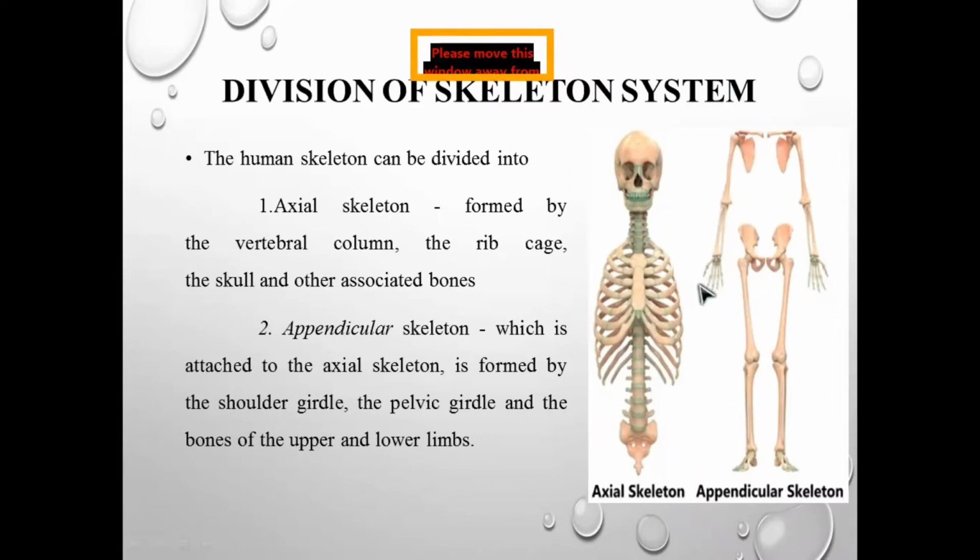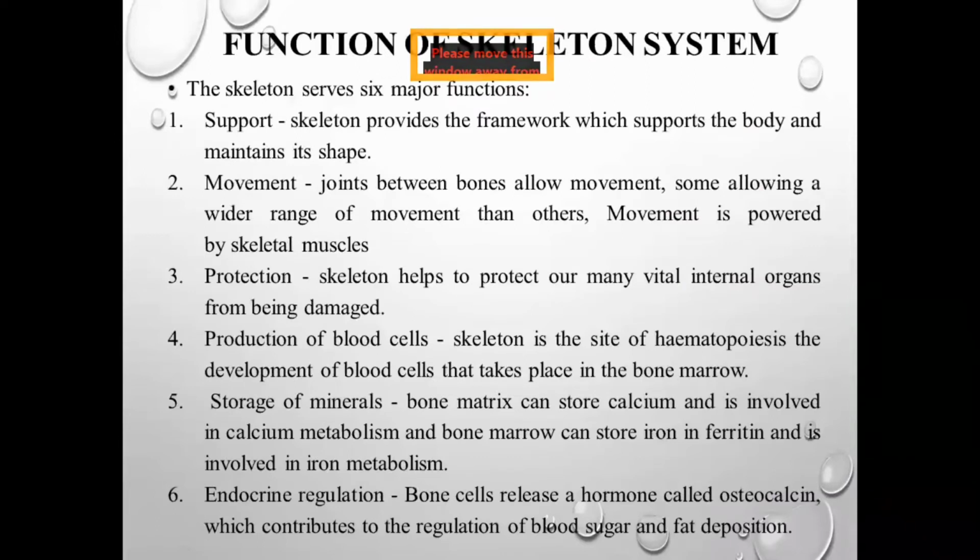So these two combined we call the skeletal system. The skeletal system is divided into two: one is the axial skeletal system and the other is the appendicular skeletal system. Then the function of the skeletal system.